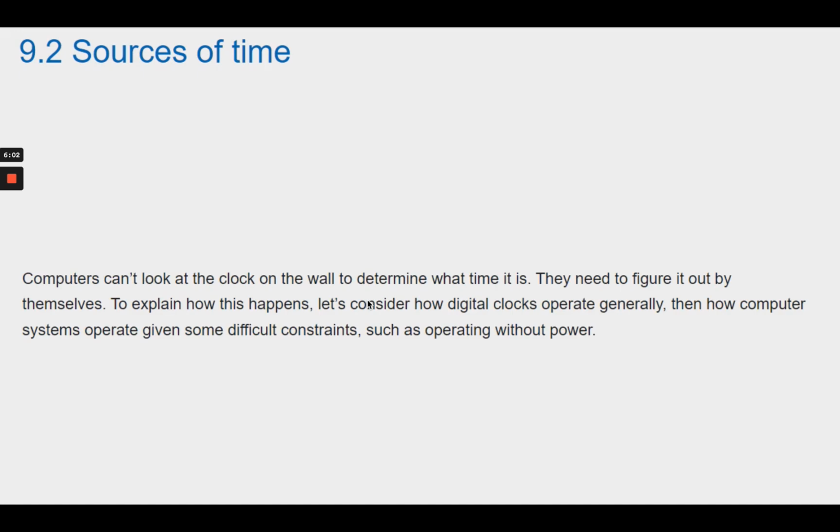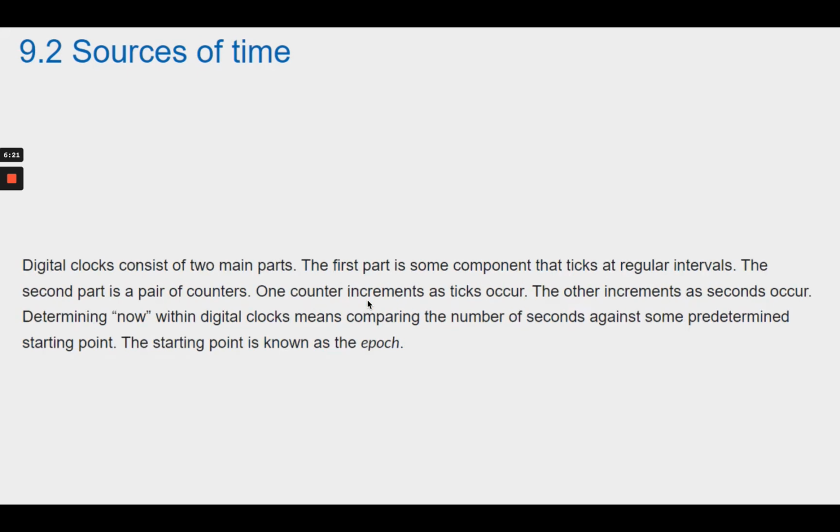Section 9.2. Sources of time. Computers can't look at the clock on the wall to determine what time it is. They need to figure it out by themselves. To explain how this happens, let's consider how digital clocks operate generally. Then, how computer systems operate given some difficult constraints, such as operating without power.